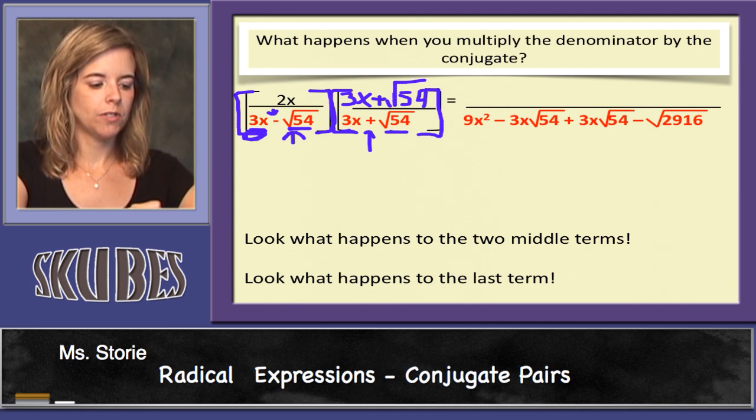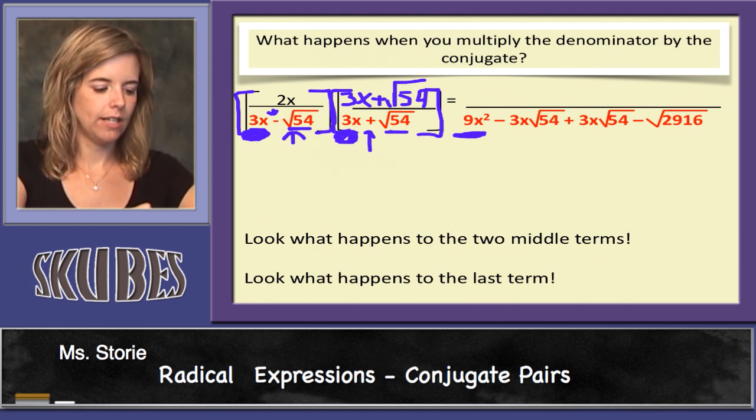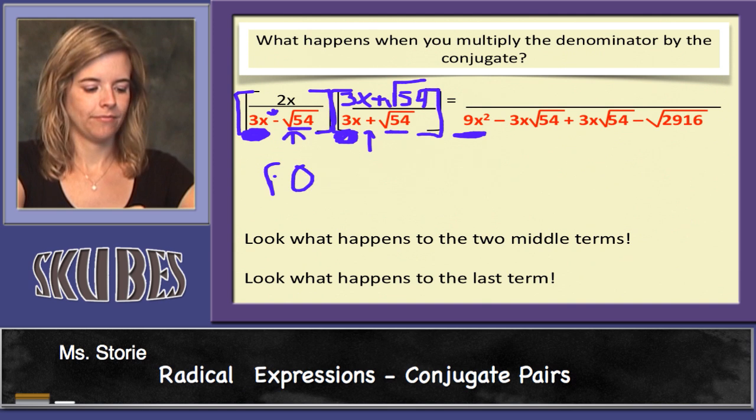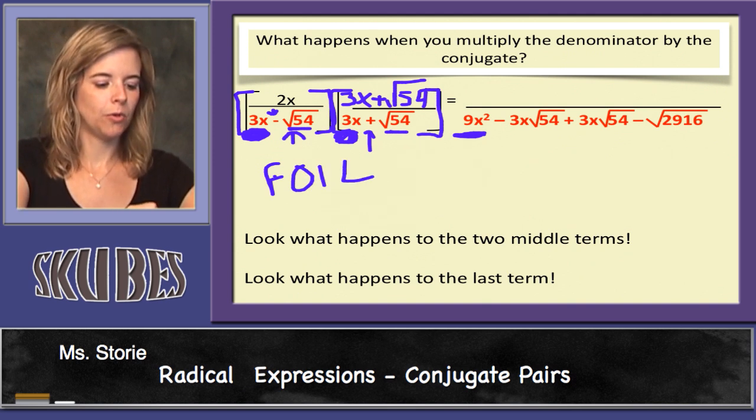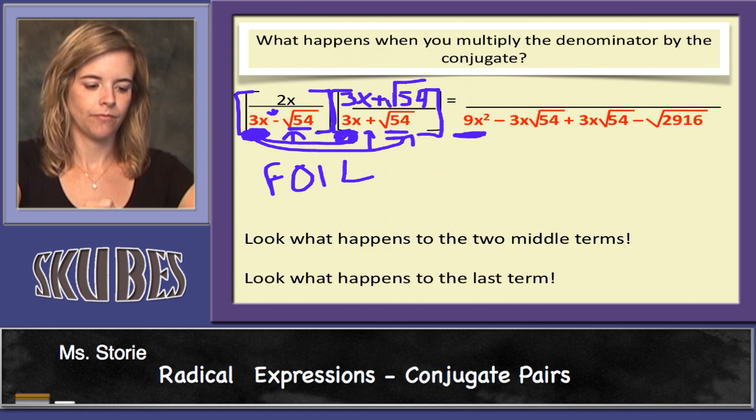And here, when you're multiplying, you multiply like terms. So 3x times 3x is 9x squared. So far, so good. But what you need to do for the rest of it is a FOIL. If you remember FOIL, you're multiplying the first, then you're multiplying the outside. So 3x times radical 54.